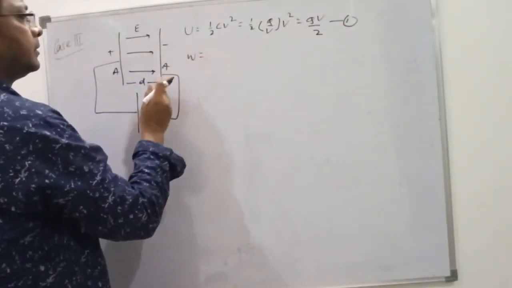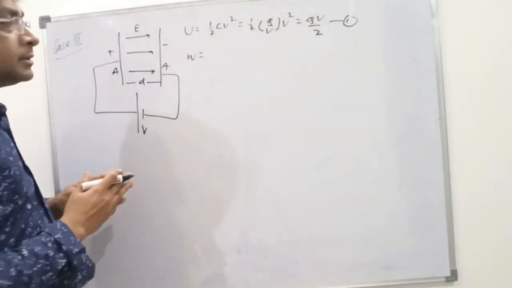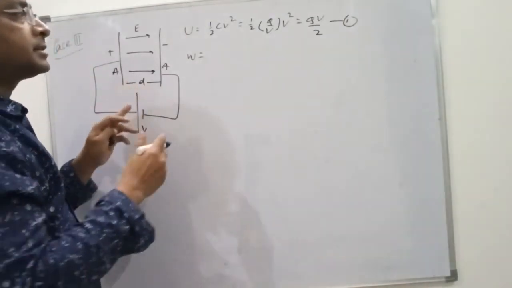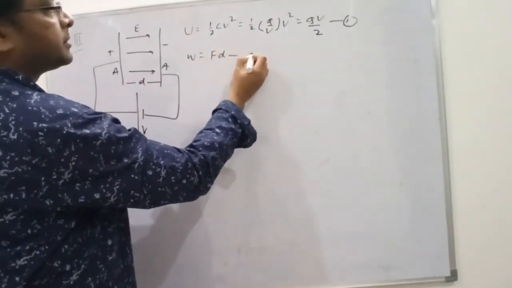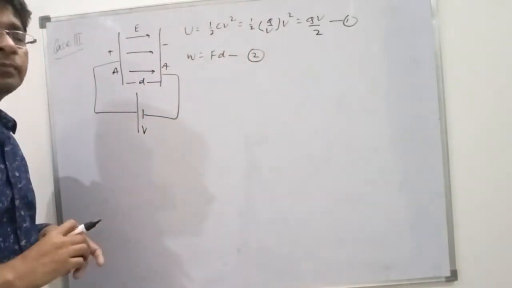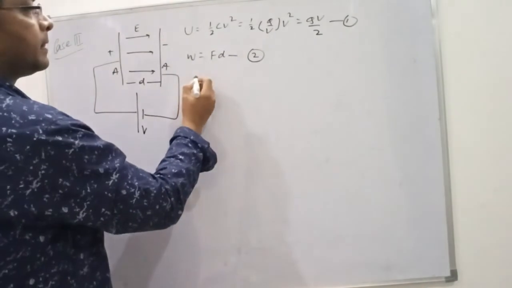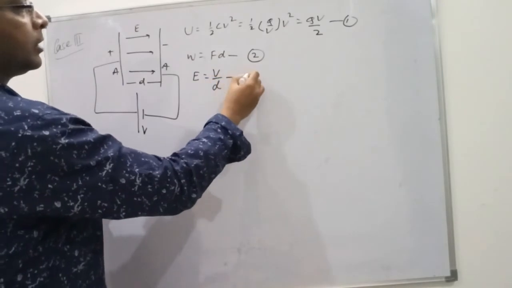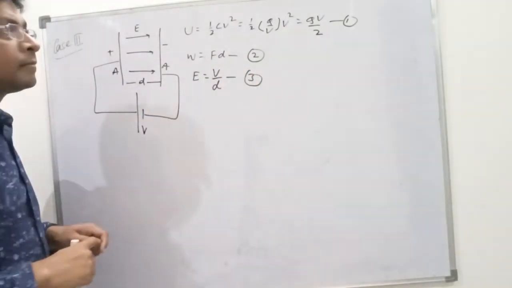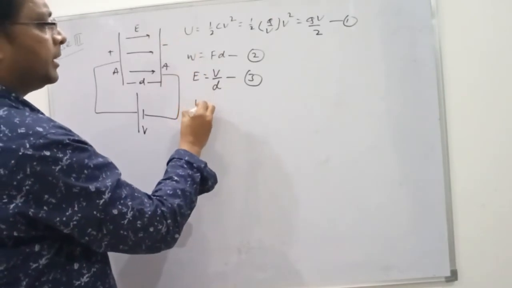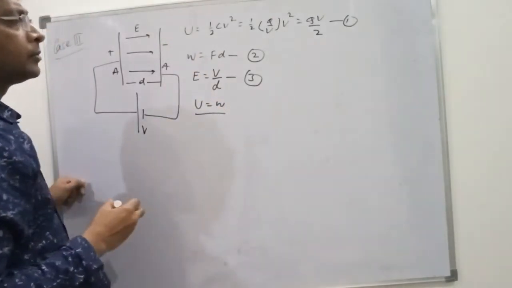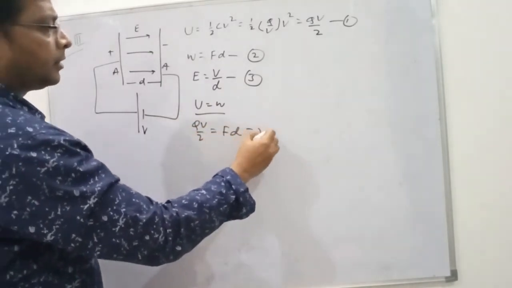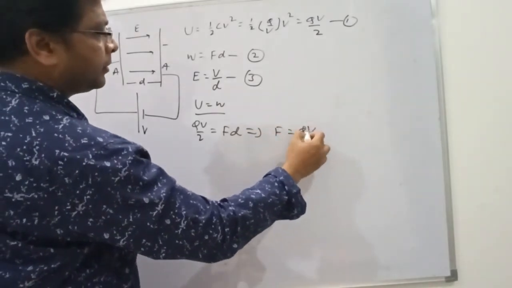And work done to maintain the distance of these plates as they try to attract each other. So we have to maintain the system at the distance d. That is given as force into distance d. Equation 2. We know that electric field in terms of voltage V and distance d is given by this formula. Since energy is equal to work done, we can apply QV by 2 equals FD, or we can say F is equal to QV by 2D.